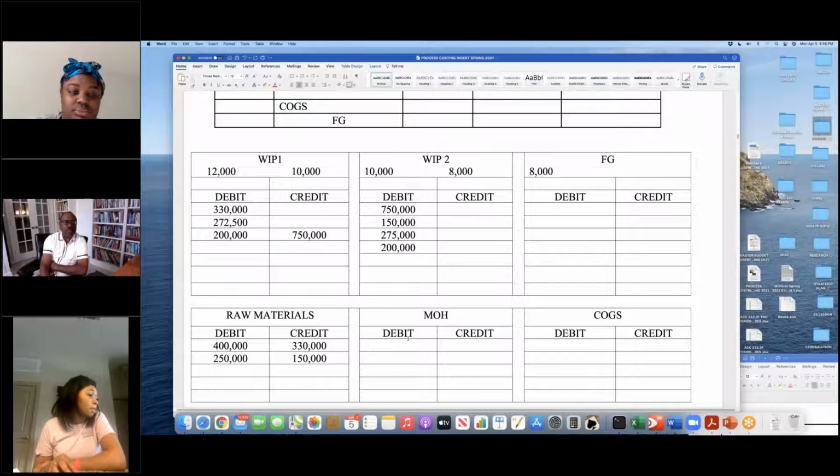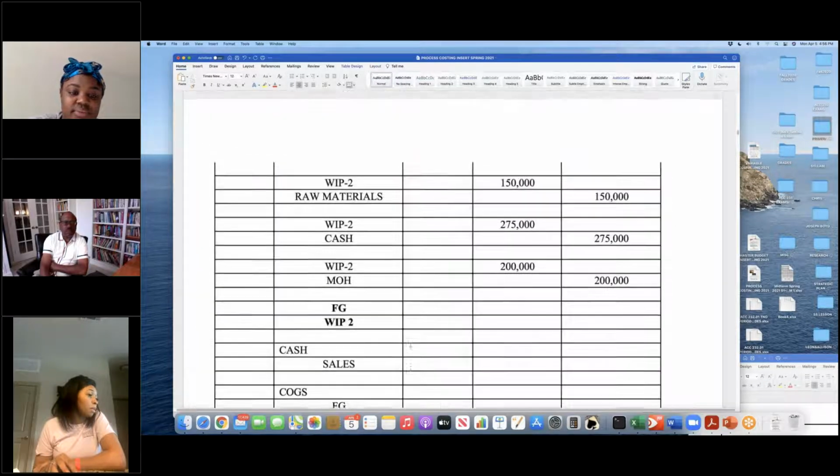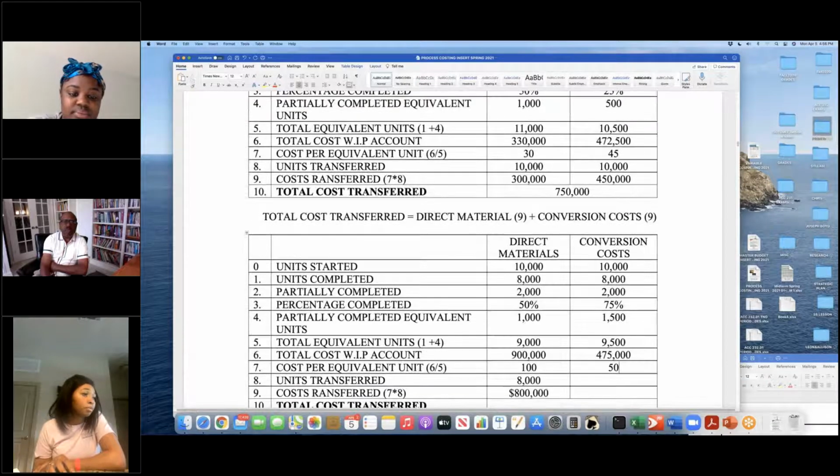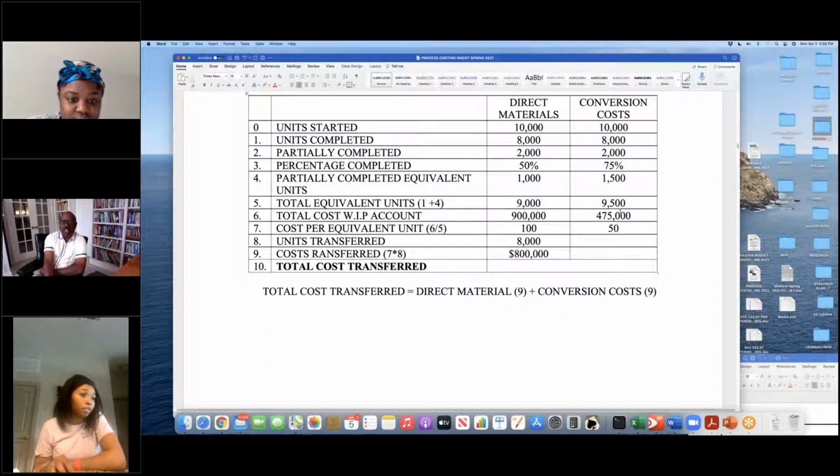So how much is the labor and overhead? 475. Okay, we got 475. We then got 50. So how much are we transferring out then? 8,000. So how much are we transferring out? 50 times 8, 400,000. Yep. So the total cost transferred is going to be what? 1.2 million.